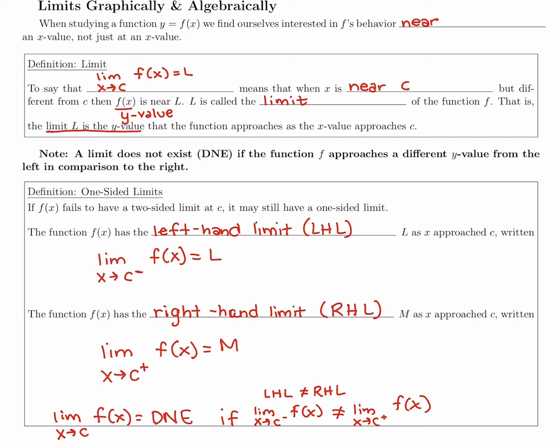So if you're trying to plug in 4 and you look at the y value for 3.9 and 4.1 and they don't get you to the same exact y value, the two-sided limit is DNE. So we don't pick our favorite y value, we just say the limit does not exist. And this will all make so much more sense when we look at some pictures on the next video.